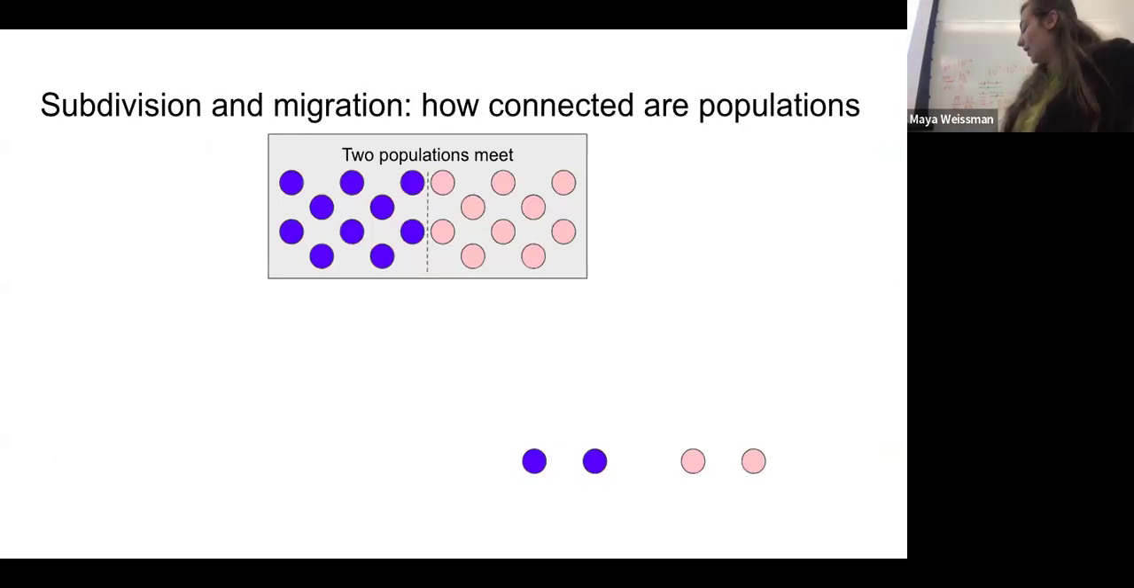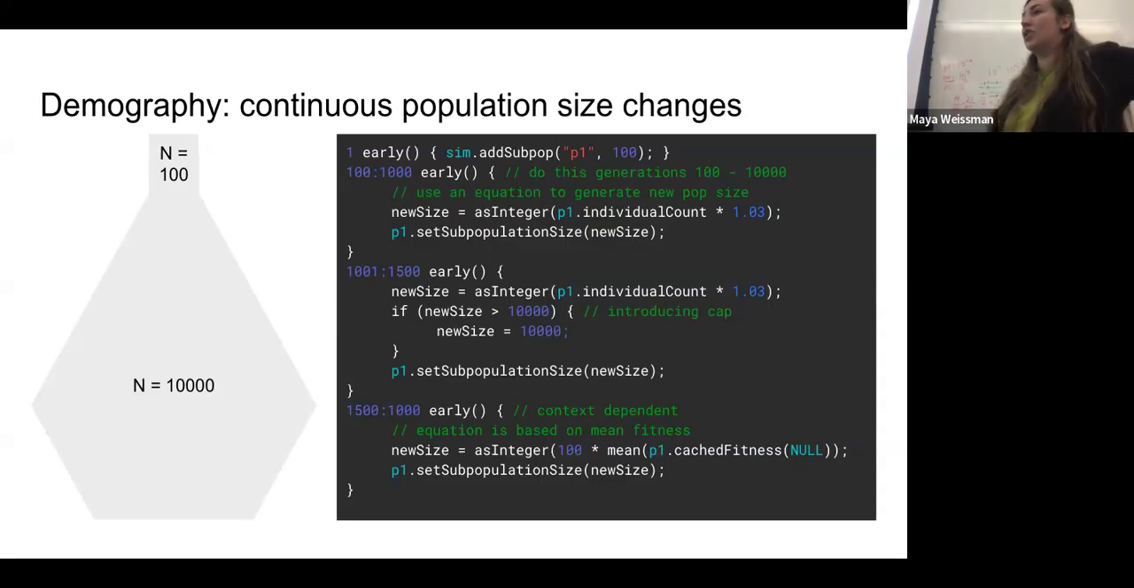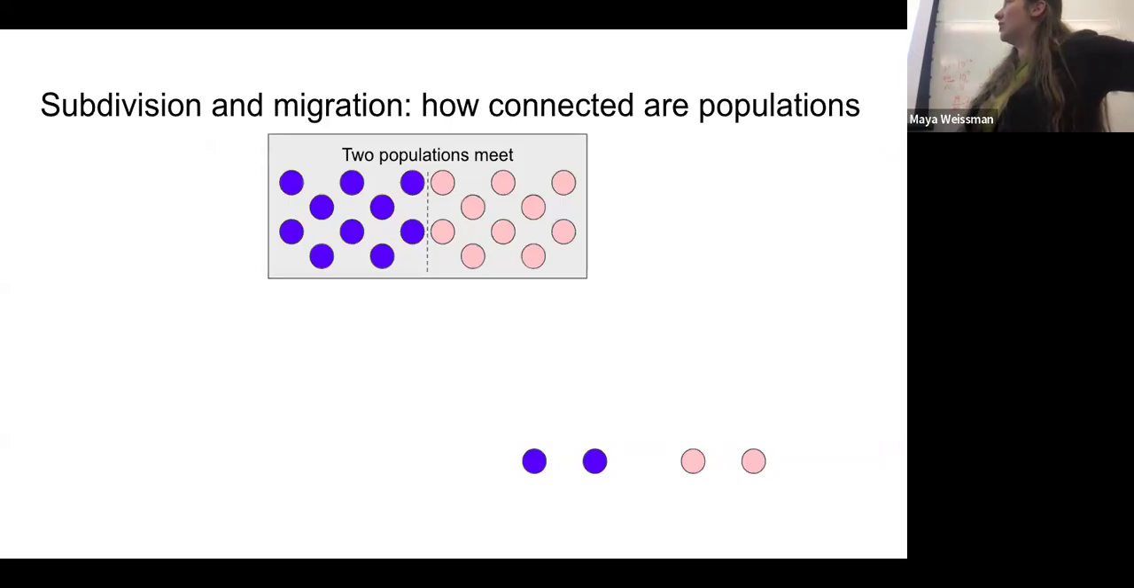Okay, that's it on changing population sizes. I'm now going to talk about subdivision and migration. So what happens if you want to simulate more than one population at a time?